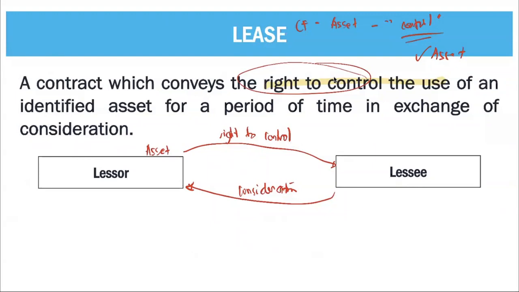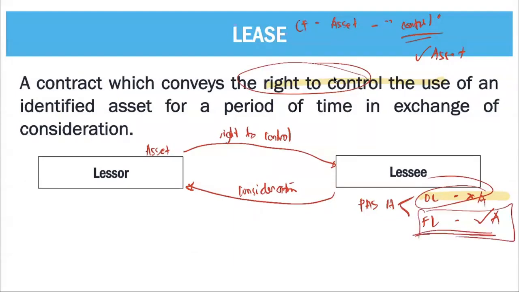That's why, guys, in your PAS 17 before, you have your operating lease and finance lease. In your operating lease, you do not recognize an asset. In your finance lease, you recognize an asset. So that's why, under PAS 17, your operating lease was removed. Why again? Because of the new definition of the lease. The new definition of the lease is that you have a right to control. Since you have the right to control, what's left is only a finance lease wherein you need to recognize an asset.